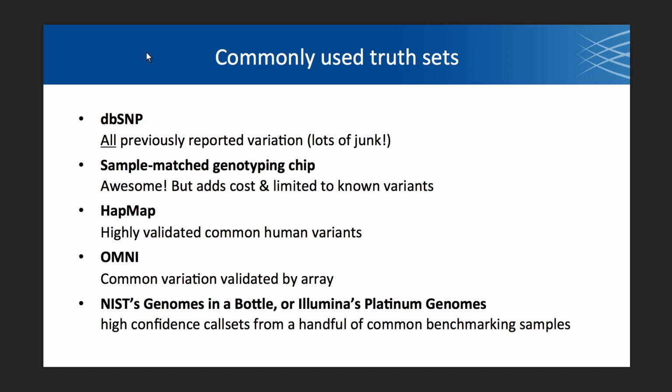The HapMap has a relatively high rate of validation on common human variants, so that's a pretty good data set to use for variant concordance. If you also sequence some of the HapMap samples as controls, and you include their data in your call set, or at least in your cohort for the purpose of making the call set, then you can see how you do on the HapMap samples. Similar with Omni.